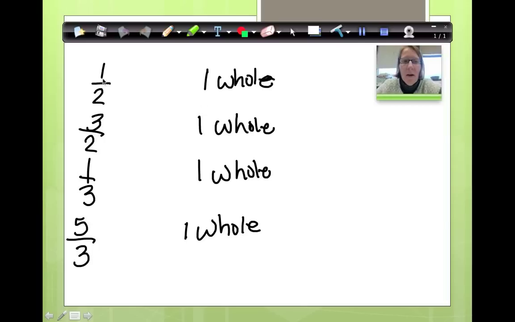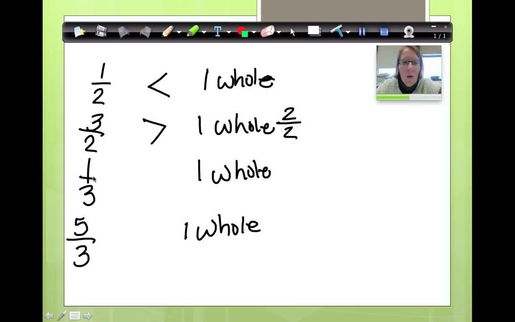Now, let's compare. 1/2, is that greater than or less than one whole? It's less than one whole, isn't it? What about 3/2? Is that greater than or less than one whole? It is greater than. Why is it greater than? Because what does a whole need? A whole needs to be 2/2. 3/2 is definitely more than 2/2.